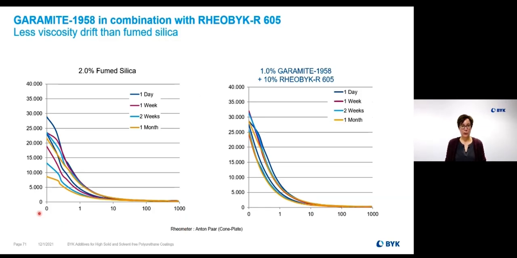That is what you see here on this slide. Left-hand side, we have a system with 2% fumed silica, measured after 1 day, 1 week, 2 weeks, and 1 month. And you see that there is a certain viscosity drift. When we do the same with Garamide, with 1% Garamide, and with 10% Rheobyk R605 on top of the Garamide, you see that the curves are closer together. So that is what I mentioned. With using Garamide in combination with the TIX booster, the drift of viscosity over time is less.